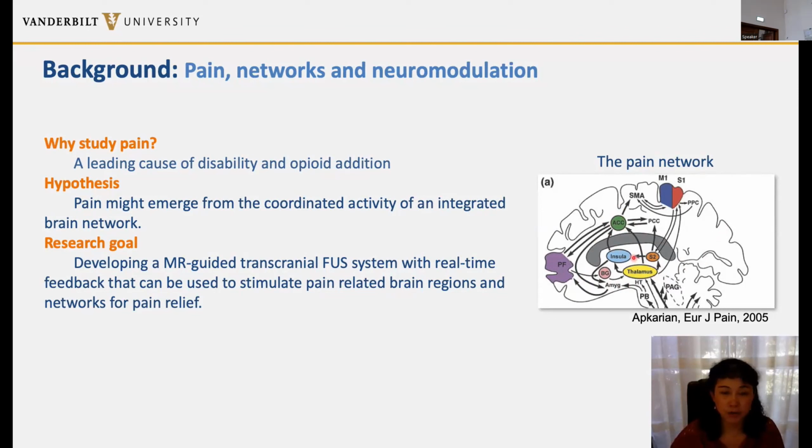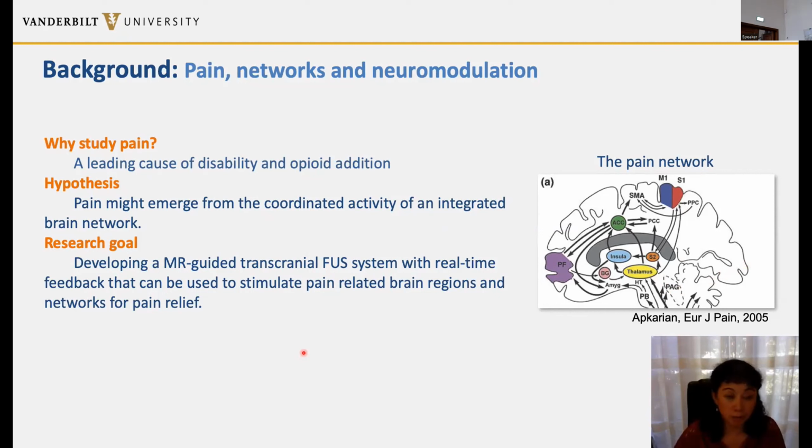These slides show you the brain regions that are considered the key hubs within the pain network. In our study, we focused on 3 brain regions: the anterior cingulate cortex, the thalamus, and the PAG. We chose these 3 regions because these areas have been the target for deep brain stimulation for pain relief. In this presentation, I'm going to show you most of the data from ultrasound stimulation of the thalamus and one data set from the PAG stimulation.